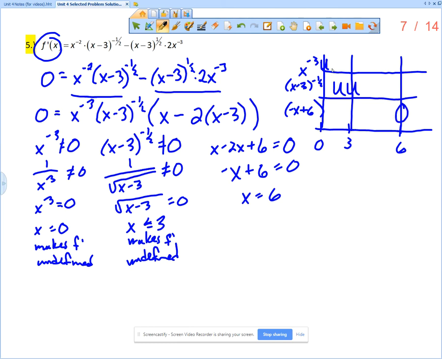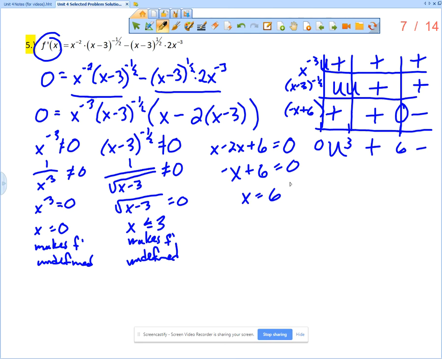Now on the top row, if I plug a positive number into x to the negative third, I'm going to get a positive. Down here, if I put a number to the left of 3, I should get not a 0, but undefined. But a number to the right, like 4: 4 minus 3 is positive, so 1 over the square root of a positive is a positive. And then lastly, a number to the left of 6, like 5: negative 5 plus 6 is positive. And a number to the right, like 7: negative 7 plus 6 is negative. So now I carry these down. This would be undefined, this would be positive, and this would be negative.